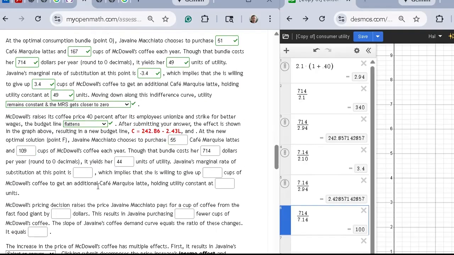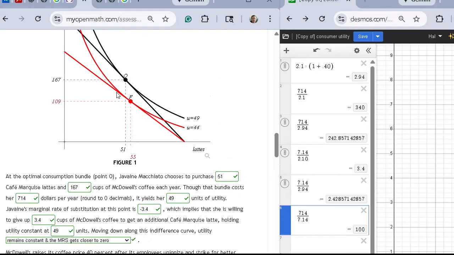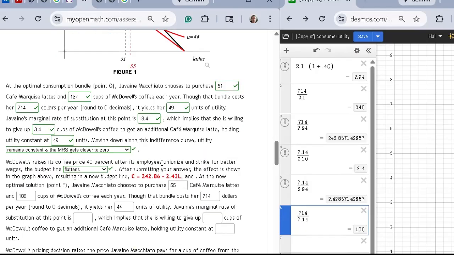Her marginal rate of substitution at point F is equal to the slope of the budget line. Now, remember the marginal rate of substitution changes as we go up the indifference curve. But at this one point, the slope of the indifference curve, the marginal rate of substitution, is equal to the slope of the new budget line, which is negative 2.43. At point F, the marginal rate of substitution equals that value, negative 2.43. And that implies she will give up 2.43 cups of coffee at this new higher price to get an additional Cafe Marquis latte, holding her utility constant at 44.